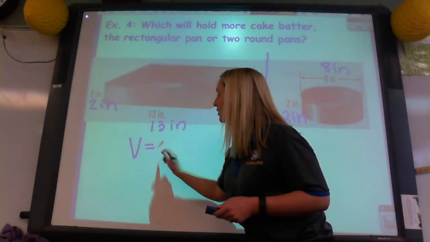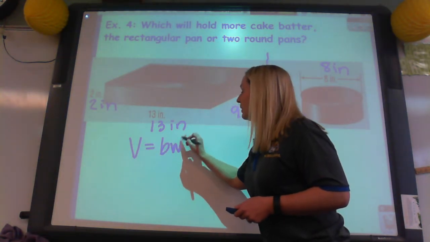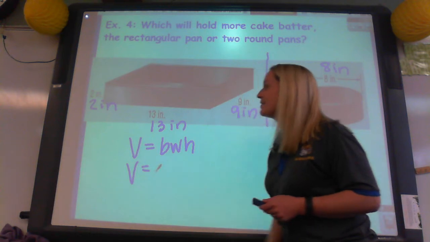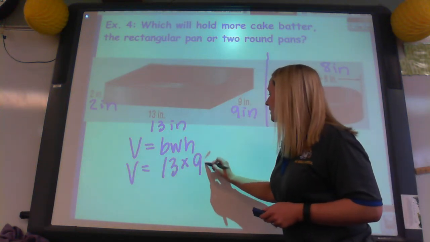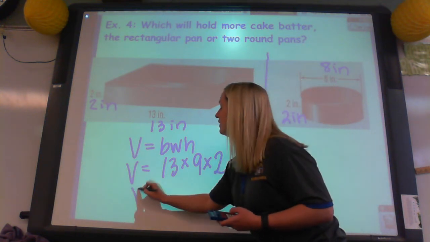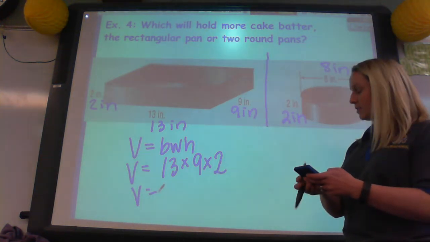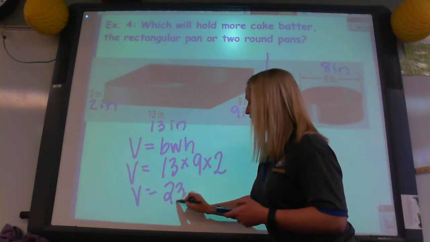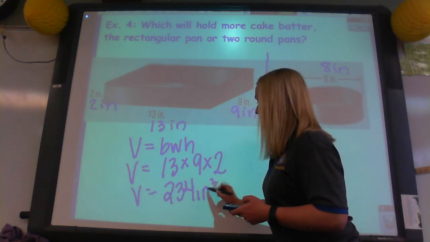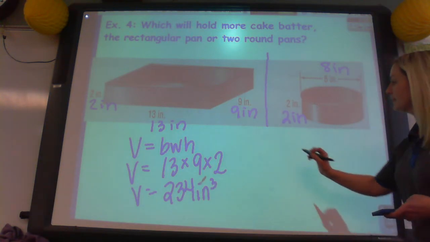But since this is a word problem in the book, we'll try to play along and find the volume of the rectangular pan using base times width times height. And that would be 13 times 9 times 2. I got 234 cubic inches. Check my work there, please.